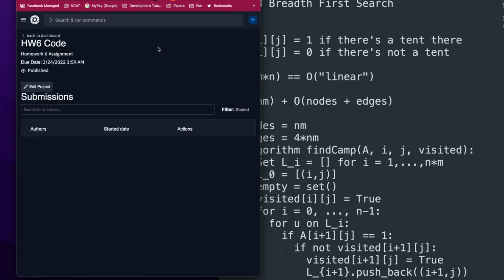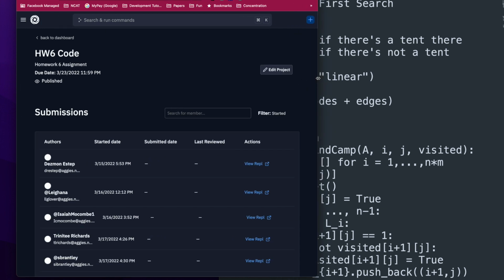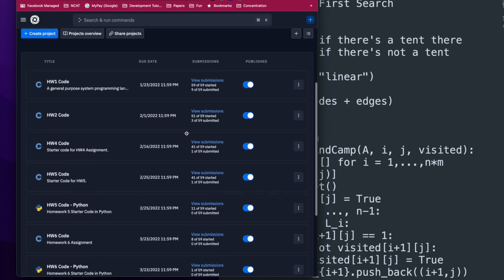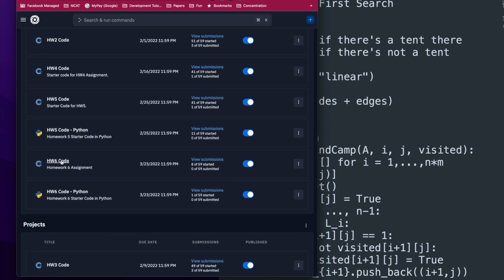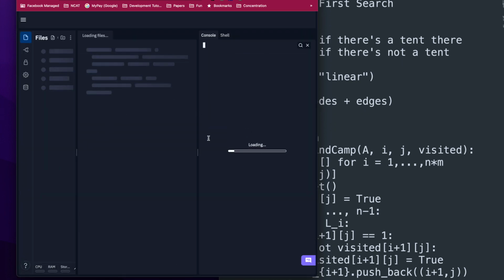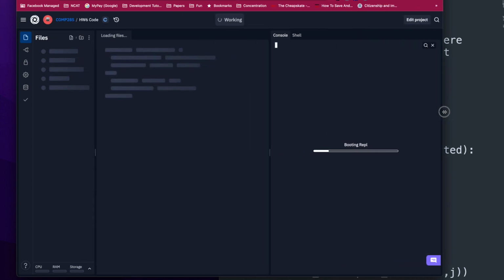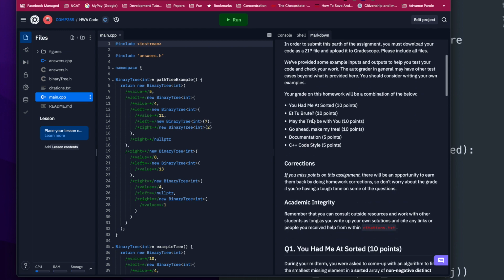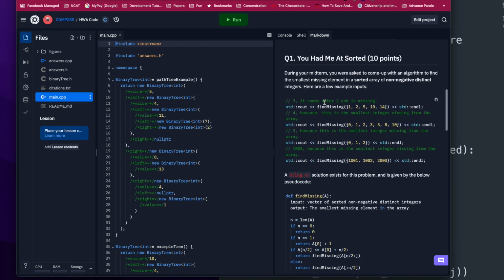So again, if you want to get started on the coding, well, there's a lot of you working on this. Let's jump back to the dashboards and take a look here. I'm actually not going to go over the coding in too much detail in this walkthrough, since a lot of the coding here is really just you implementing the homework you've already done, or the stuff you've already worked on for your midterm, right? So here you had me at sorted.